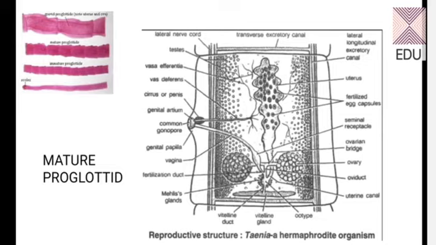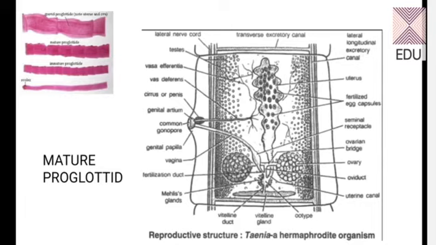Suppose it has 300 mature proglottids, out of which 200 are mature hermaphrodite ones. So 200 multiplied by 30,000 is the number of egg capsules that it can produce for its next generation.